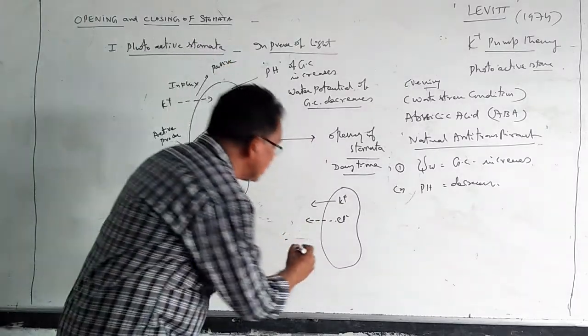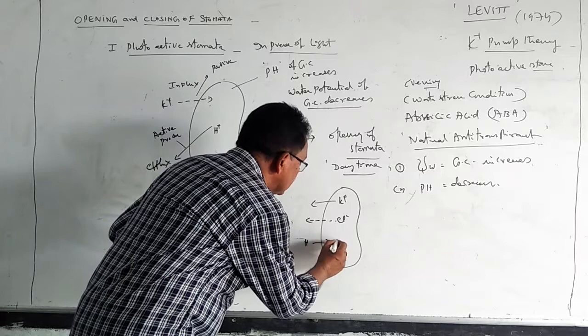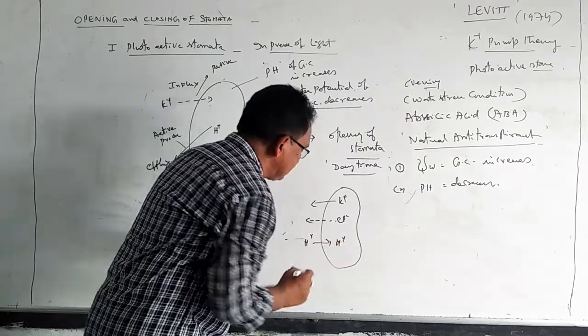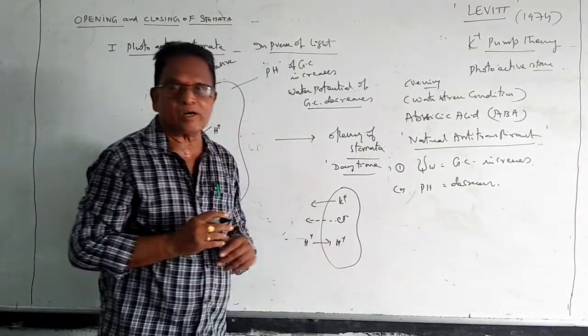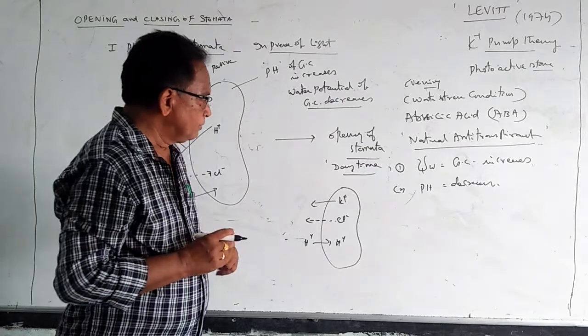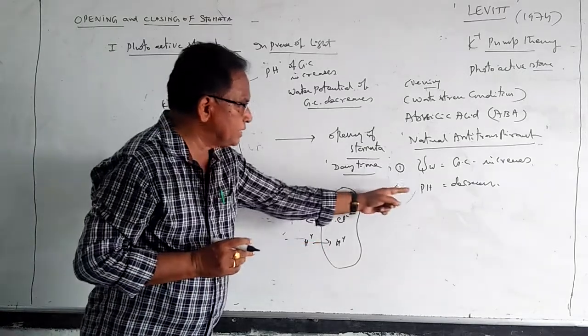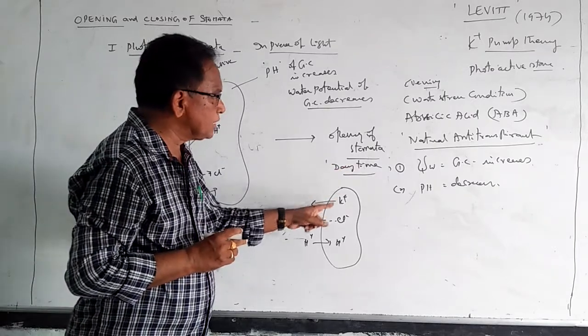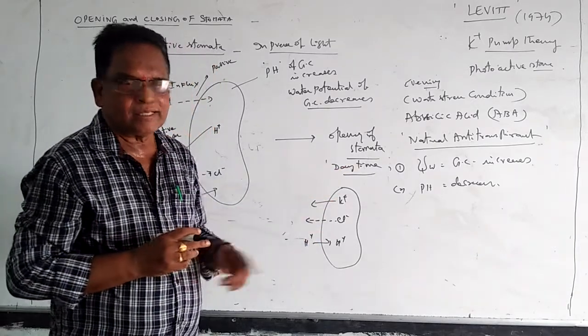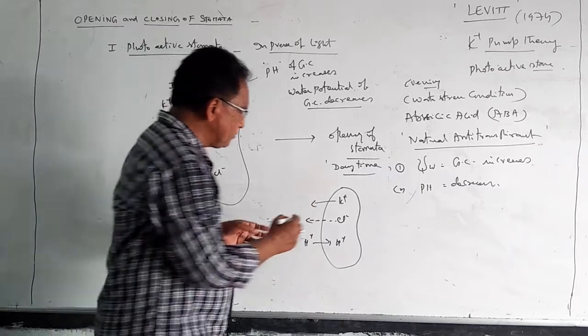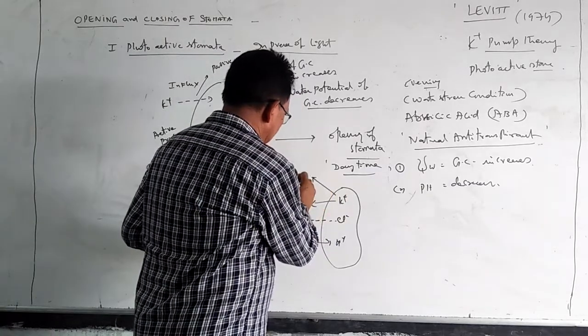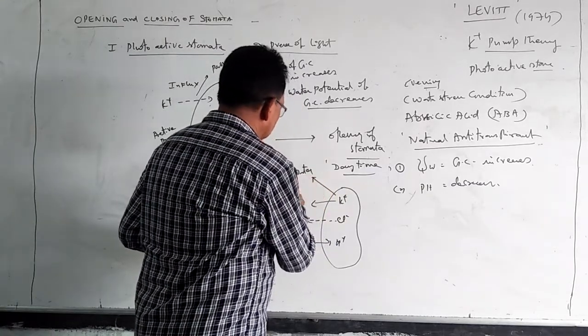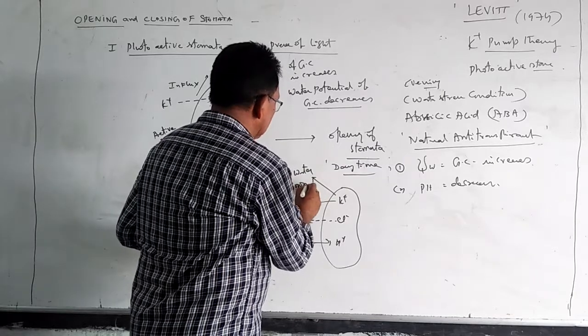The hydrogen protons make their entry. Hydrogen protons slowly enter into the guard cells. With these changes, the pH of the guard cell decreases. The water potential of the guard cell increases. In this condition, the water from the guard cells will be expelled out. This process is known as exosmosis.